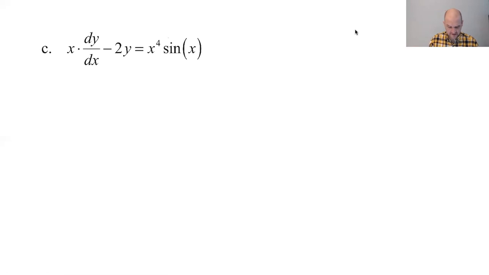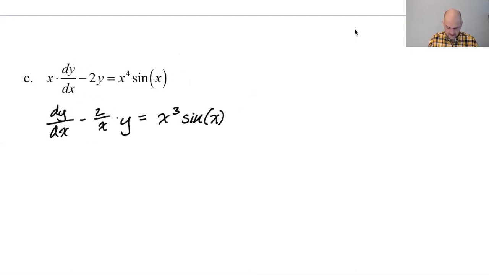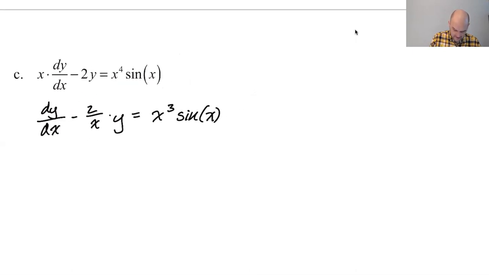We just have to make sure it's in the right form. So first thing we do is rewrite. So I'm going to divide through by x, get dy/dx minus 2 over x times y equals, dividing by x, x cubed sine of x. Okay, so now I need to find the integrating factor. So it's going to be e to the integral of this thing.